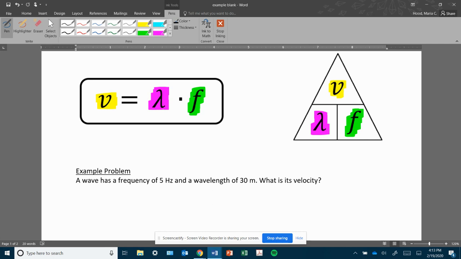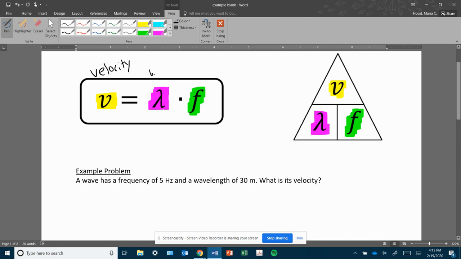Okay, everyone. By this level, you should be able to identify each of the different properties of a wave. So now I'm going to walk you through how you can calculate them. This is our wave velocity equation. Remember, V stands for velocity, which is basically the same thing as speed.